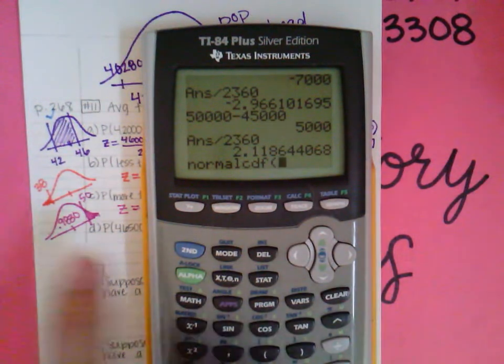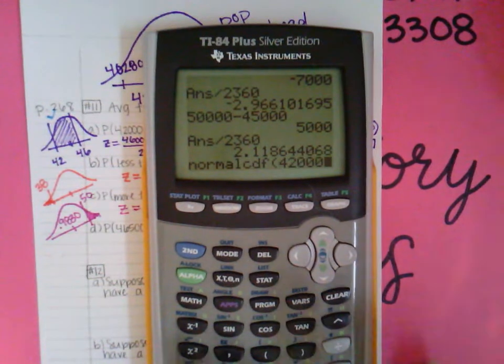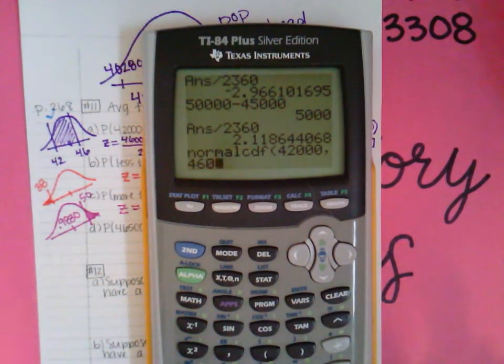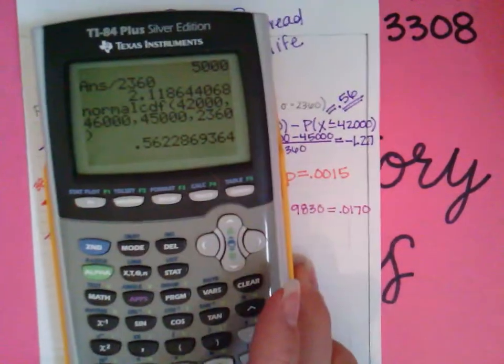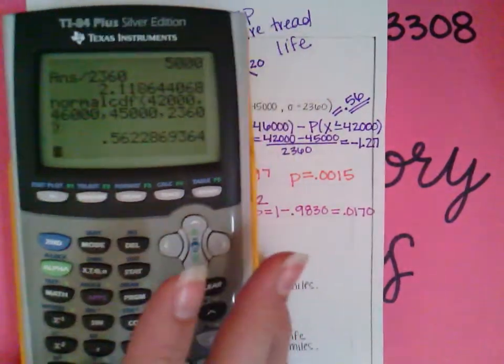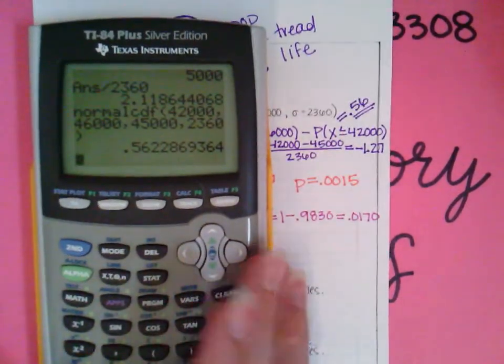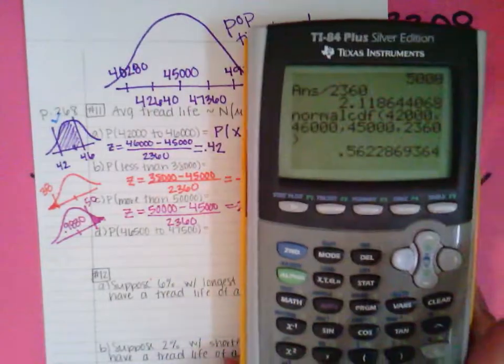So for example, on part A, we always do lower bound, comma, upper bound, comma, mean, comma, standard deviation. Okay, and that finds the probability for us, and you can check your answer. Yes, that's what we got right here. The nice thing about the calculator is it doesn't round. We rounded a lot in our answer, and it does not round.